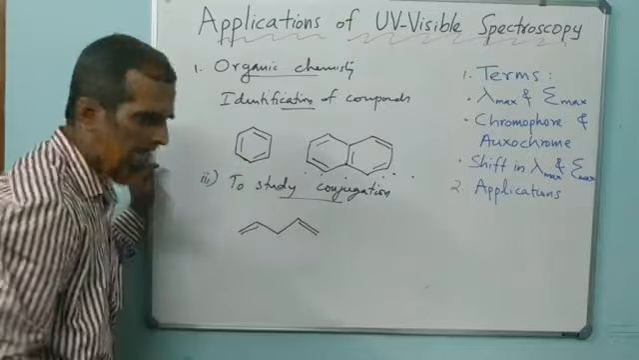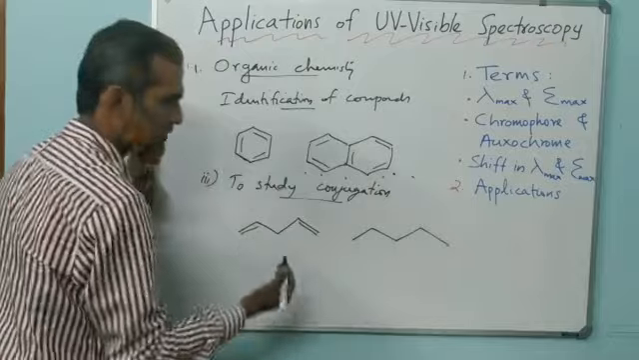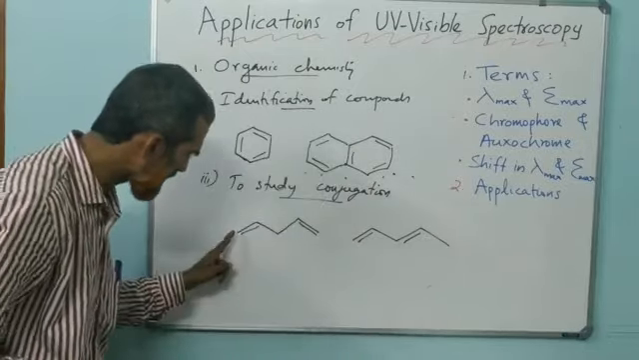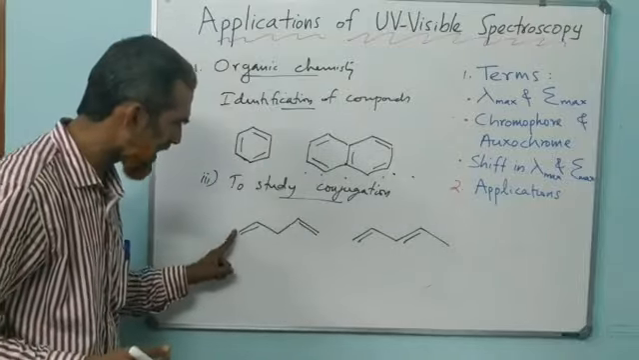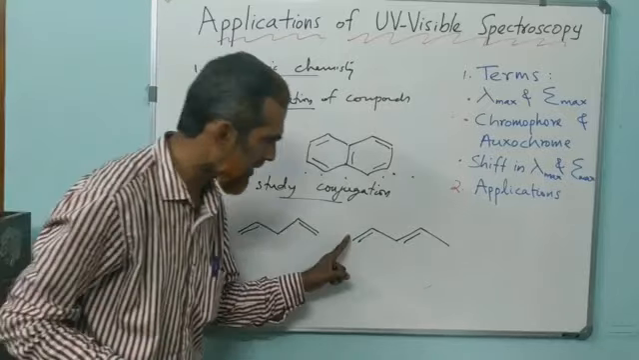This is an isolated diene, where the two double bonds are isolated, and this is a conjugated diene. Actually, this is 1, 2, 3, 4, 5. It is pentadiene, position 1 and 4. Penta-1,4-diene.